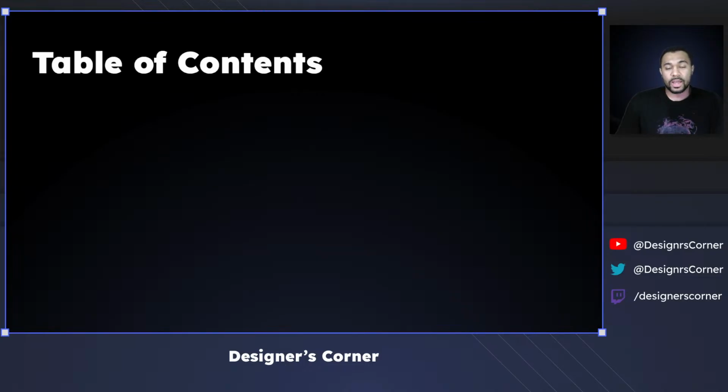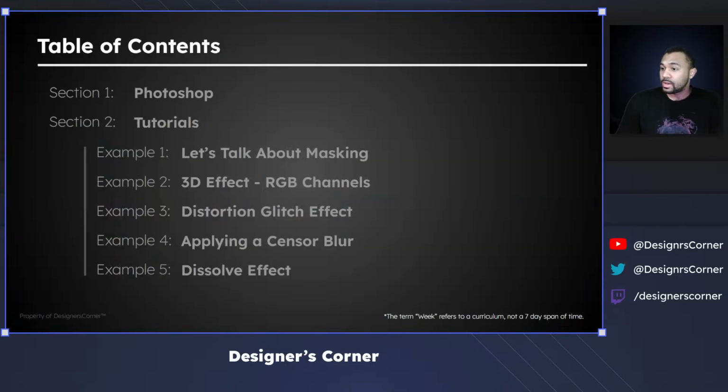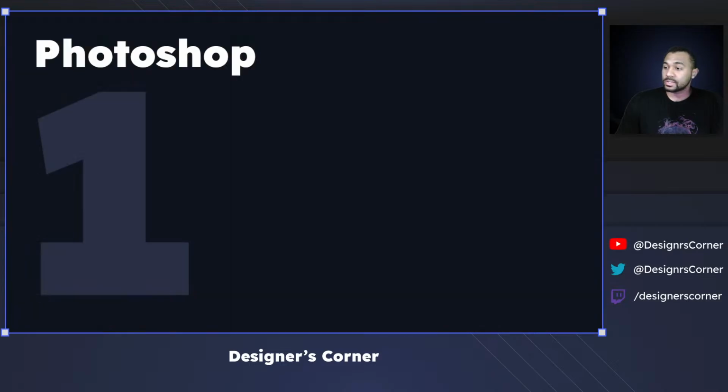So, table of contents, here we go. This week, we're going to be doing some more Photoshop. We'll be taking a look at a couple tutorials. We'll take a look at masking, 3D effect, distortion, glitch effect, applying a sensor blur, and dissolve effect. So let's take a look at some of those.